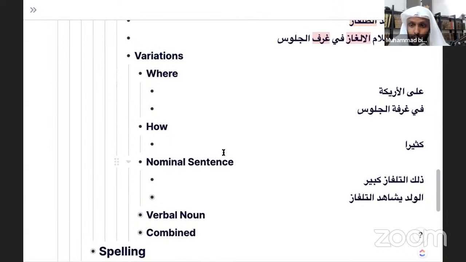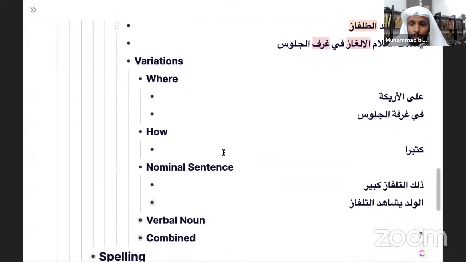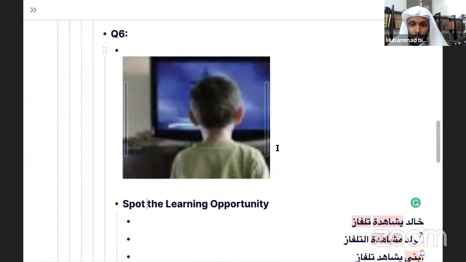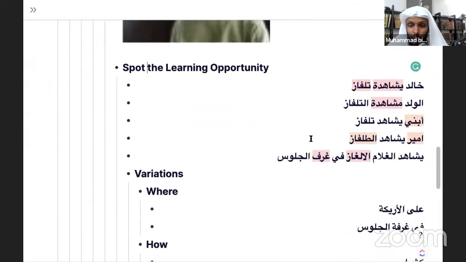A nominal sentence, fine. You're not talking about the boy. Now you're just talking about the tilfaz. One of you looked at this picture and they're like, wow, look at that TV. What a big TV. ذلك التلفاز كبير. They didn't notice the little boy, I suppose.